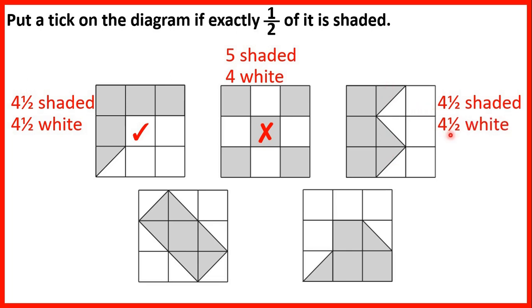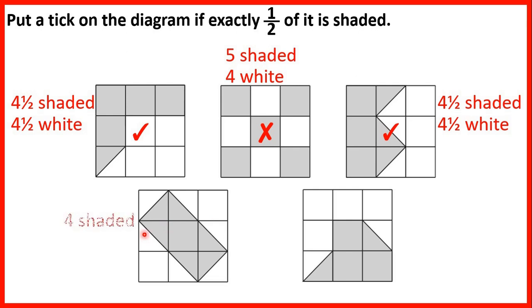We also have 4½ white squares, because we can count 1, 2, 3, put these 2 together to make 4, and then here's our extra half. So again, we have the same number of shaded and white squares, so we can say that half of this diagram is shaded as well.